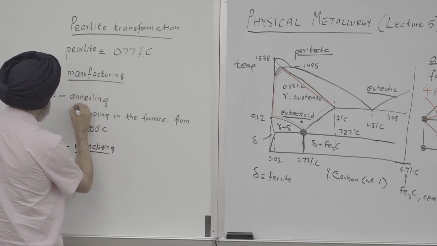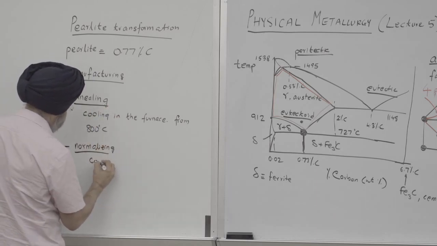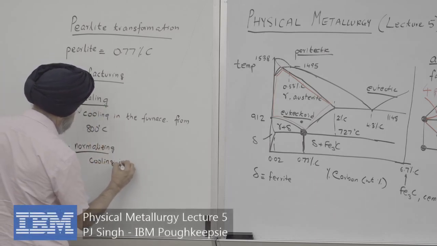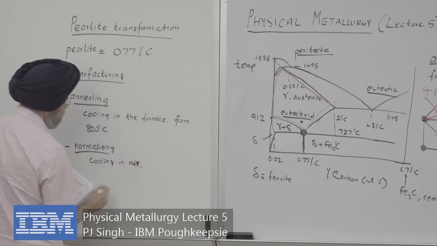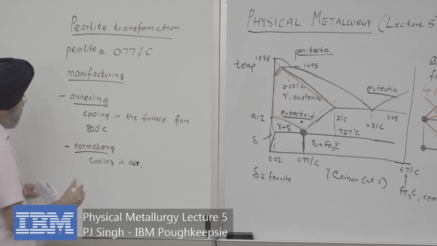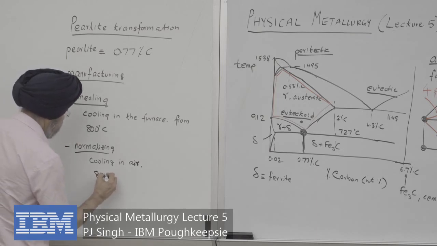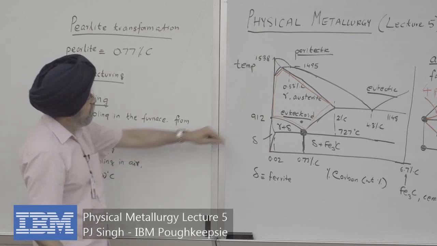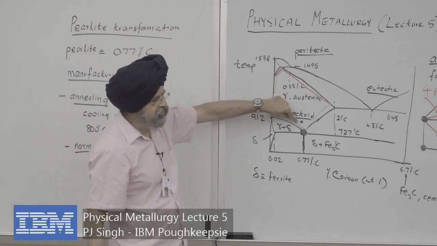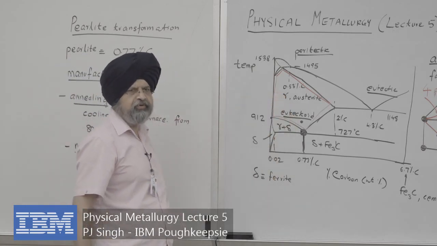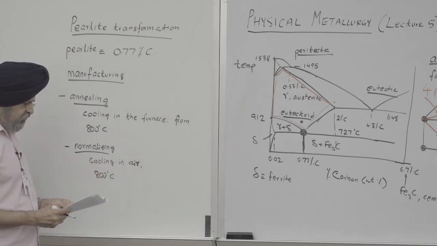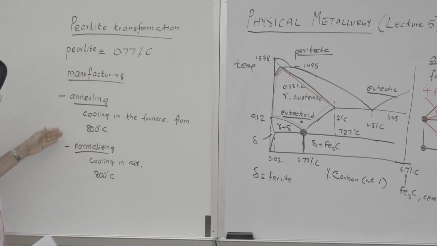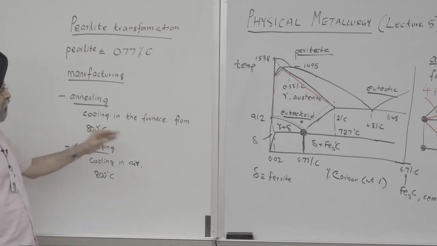So normalizing means cooling in air. We would heat the steel to, again, let's say 800 degrees centigrade, which would be in the austenite region, and from there we would cool in air. So this cools much faster. Whatever way we cool, the cooling affects the structure of the steel.